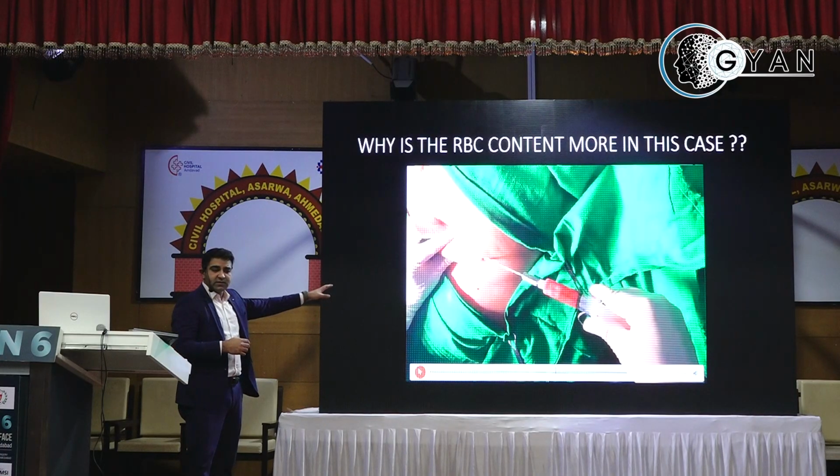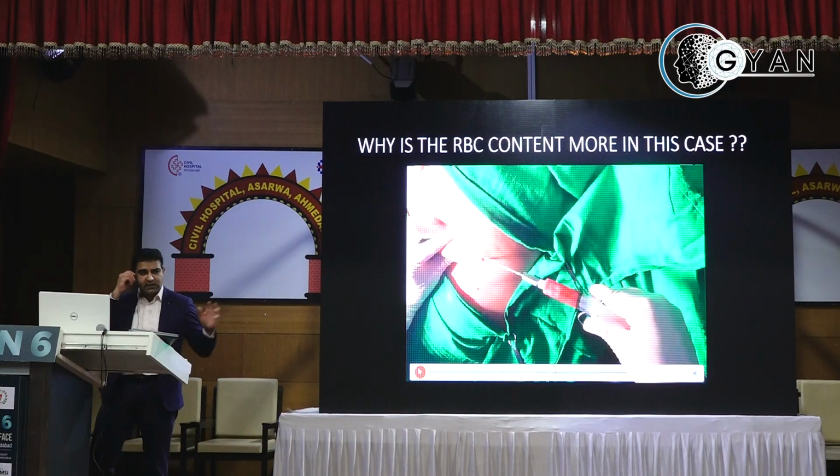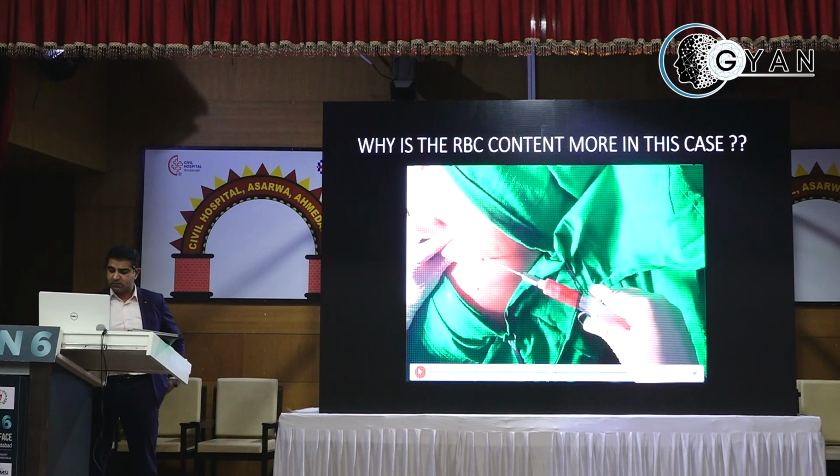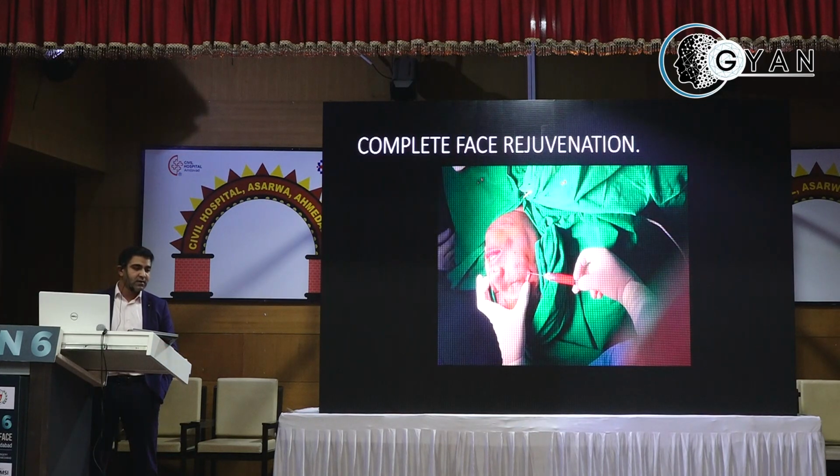Why do you see so much of RBCs coming in my fat rather than natural fat here? Anything that you can actually put across? Can you come to know? Why do I have so much of RBC content in my filter, in my syringe? This patient had a history of a bypass twice. We could not add adrenaline in our tumescent. That is why.